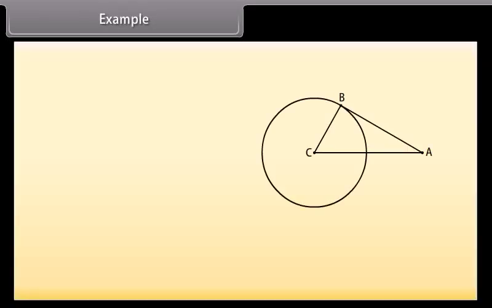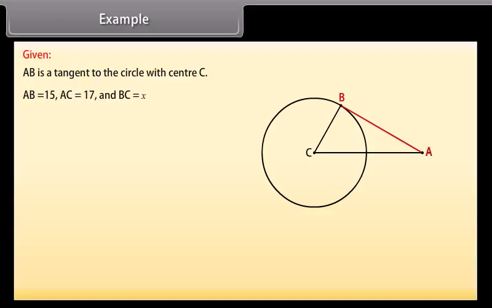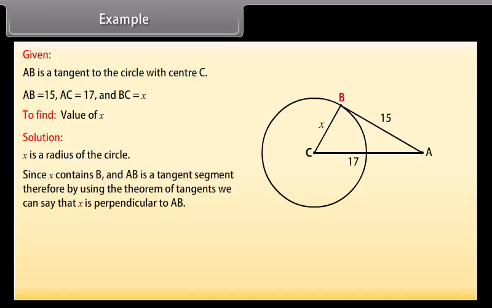Example. Now look at this figure. We can see that AB is a tangent to the circle with center C. AB is 15, AC is 17, and BC is x. We have to find the value of x. We can see that x is a radius of the circle. Since x contains B and AB is a tangent segment, therefore by using the theorem of tangents, we can say that x is perpendicular to AB.